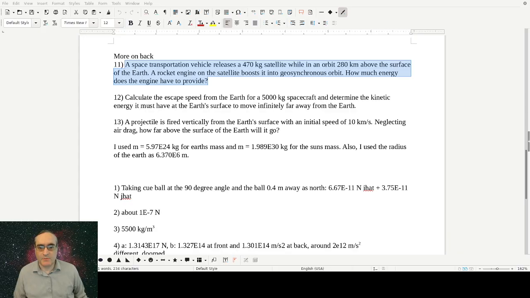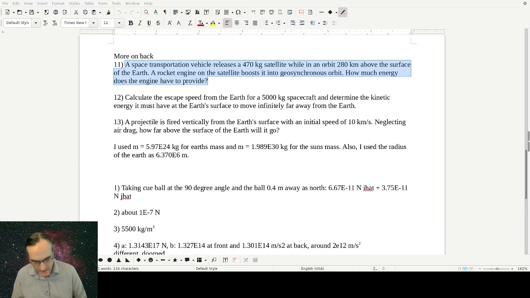A space transportation vehicle releases a 470 kilogram satellite. So our little m is going to be 470. While in an orbit at an altitude of 280 kilometers above the surface of Earth. Okay, so that's where it starts. A rocket engine on the satellite then boosts it into a geosynchronous orbit. How much energy must it provide?